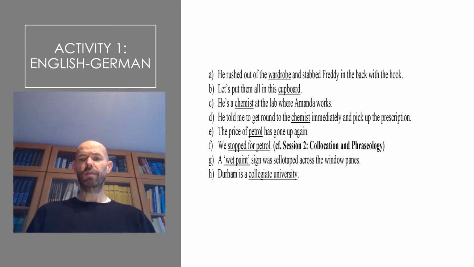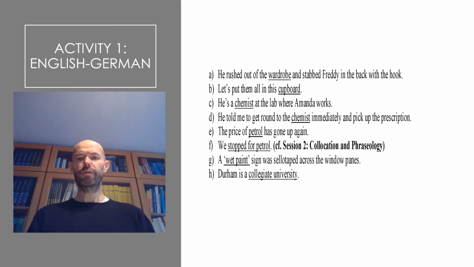We couldn't translate this word for word by saying "nasse Farbe." In German, we'd have to say "frisch gestrichen." And another culture-specific term here, Durham is a collegiate university. This, of course, needs to be paraphrased in German. There is no term for it in German. It's a culture-specific term. So we'd have to say something like "eine Universität, die aus mehreren colleges besteht."